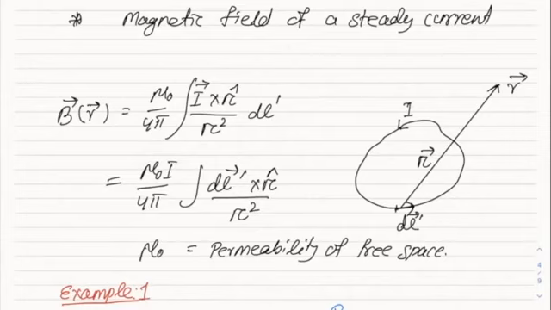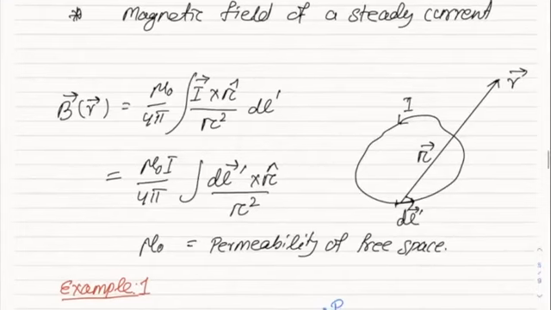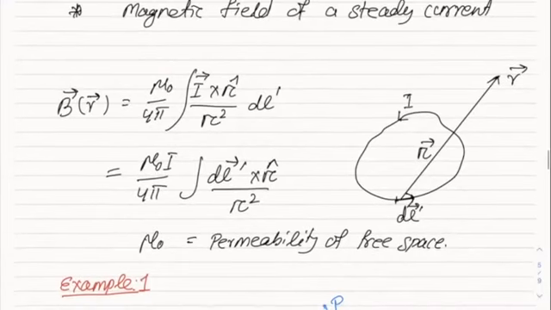That's a very familiar setup which you might have encountered many times in electrostatics as well, and the current is flowing like that. So the dl prime direction and the current direction are the same. For this kind of setup, B, the magnetic field, is essentially given by I cross r cap by r square. We'll talk about this proportionality constant mu 0 by 4 pi, where mu 0 is the permeability of free space.